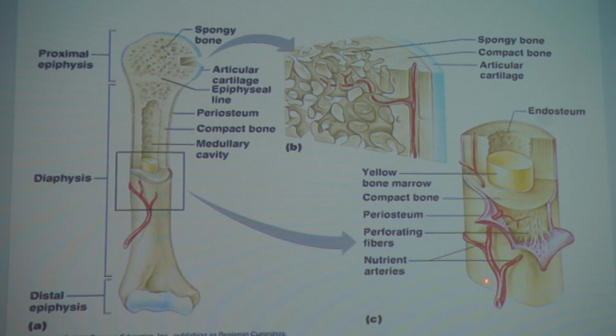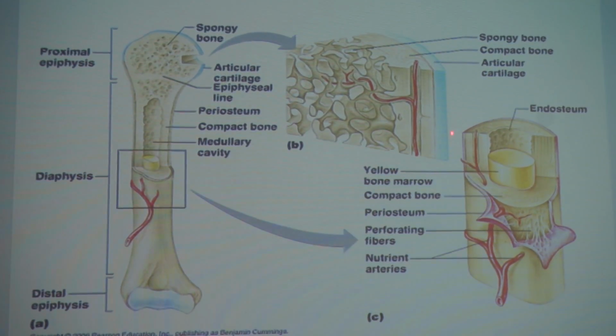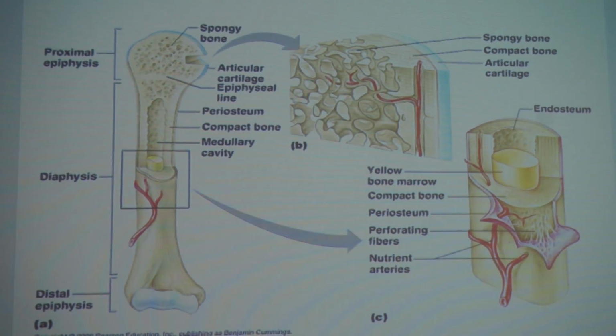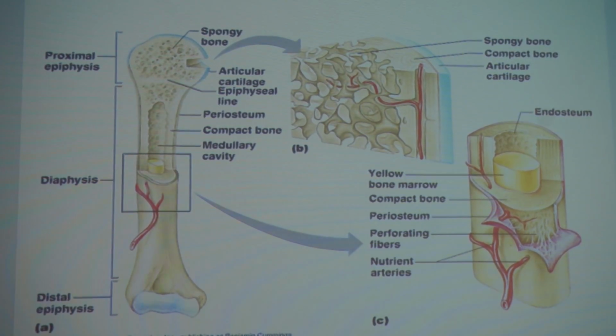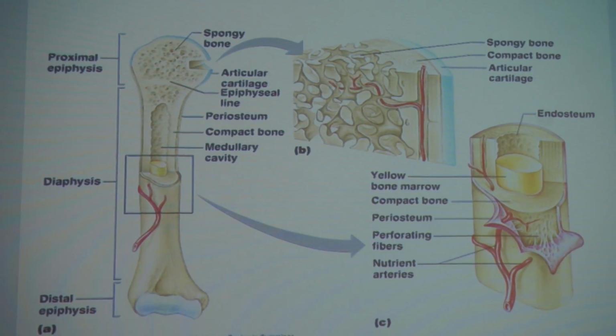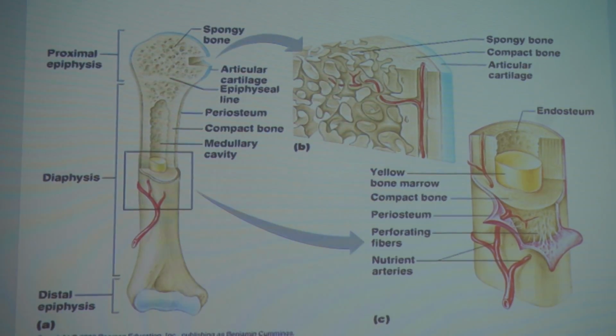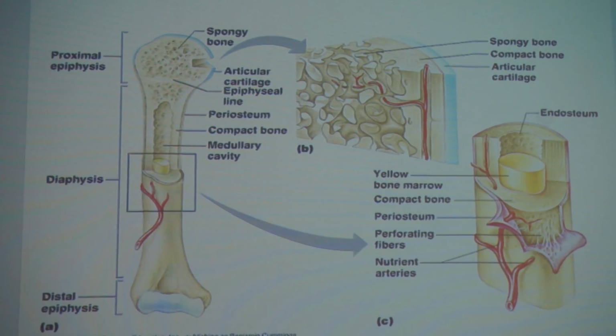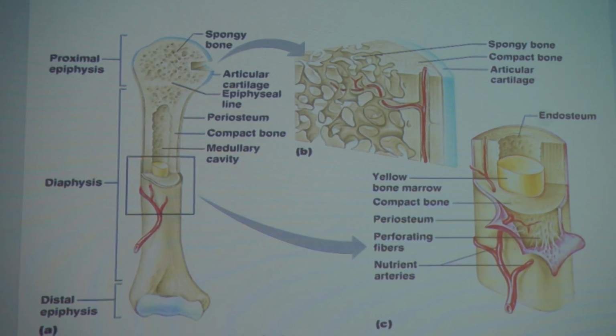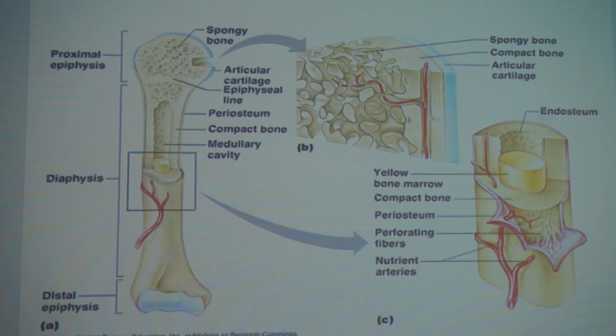Okay? So you notice the blood vessel coming into the bone. Bone is very, very vascular. So if you break a bone, it repairs itself fairly easily because it's very vascular. Okay? Also, there's a problem though. If you break a bone, you always have to be worried about emboli.